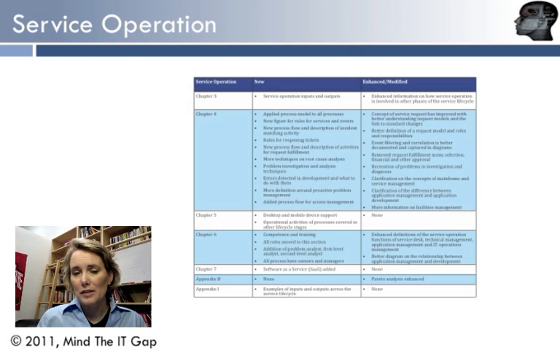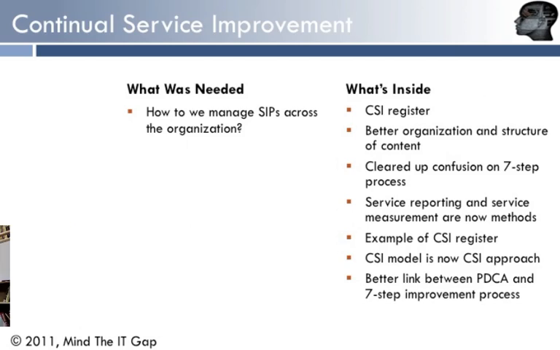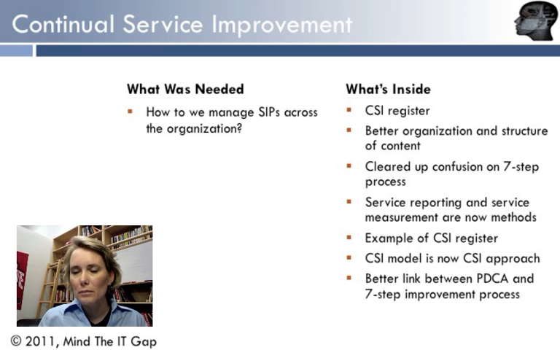Again, we applied all the process model to all the processes. There is better description around filtering and correlation within event management. We have new process flows for request fulfillment, more techniques on root cause analysis, problem investigation and analysis techniques, the errors in the development cycle and how those relate to the service management life cycle. There's just a lot of additional value here within the service operation book. A lot of stuff that kind of filled in the gaps where we might have seen in the 2007 edition.